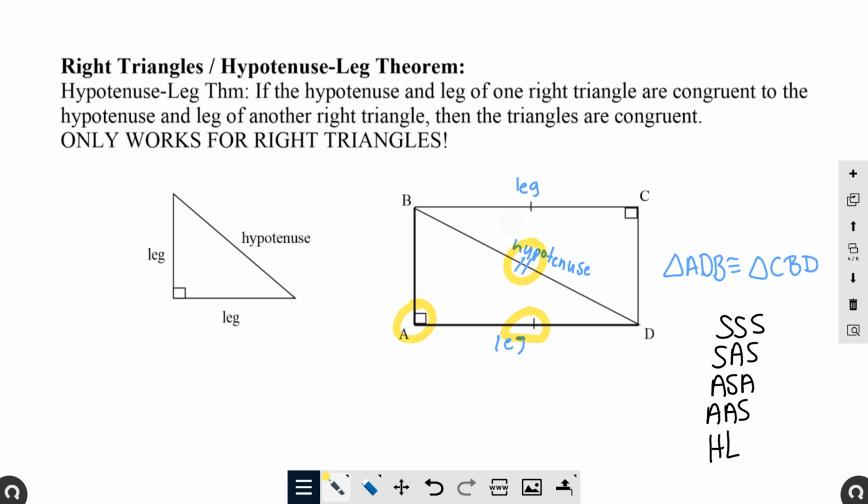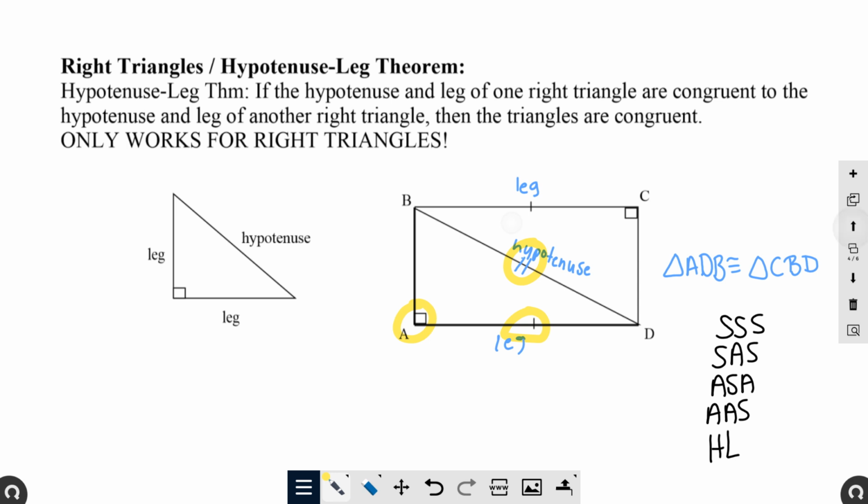So ready? Side, side, side. Side, angle, side. Angle, side, angle. Angle, angle, side. HL. Let's do it one more time. Side, side, side. Side, angle, side. Angle, side, angle. Angle, angle, side. HL. When you get your quiz tomorrow, I would write these 5 at the top in the corner. Write them out real quick so that way you have them and that way you know them.